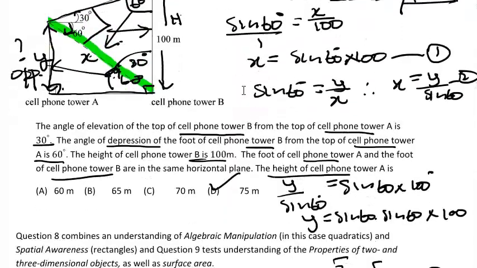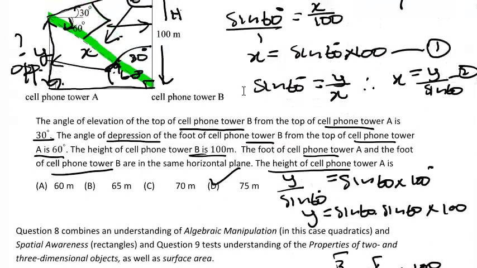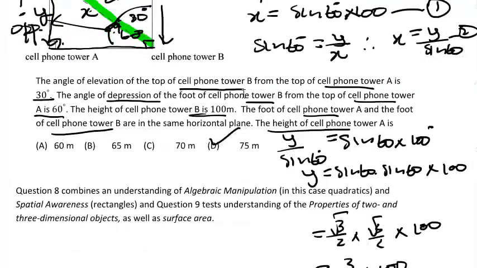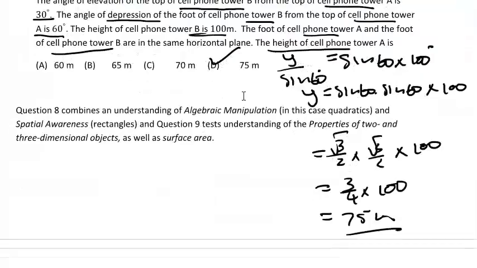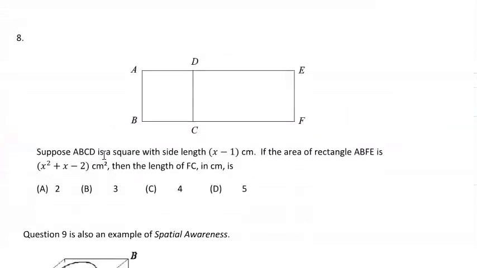Okay, so using trigonometry, we can quite easily solve for the height of the tower. So the height of the tower will be 75 meters. Okay. Question 8 combines an understanding of algebraic manipulation, in this case quadratics, and spatial awareness. Question 9 tests the understanding of properties of 2 and 3-dimensional objects, as well as surface area.